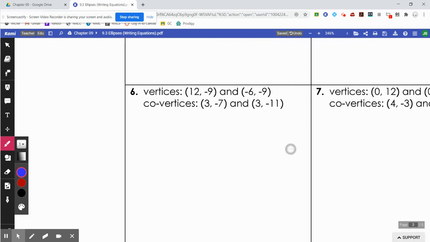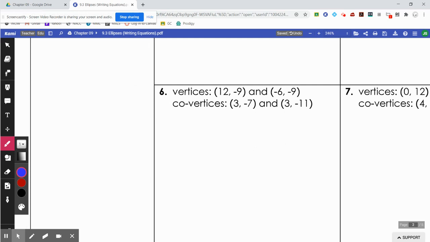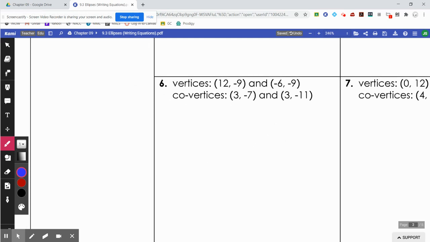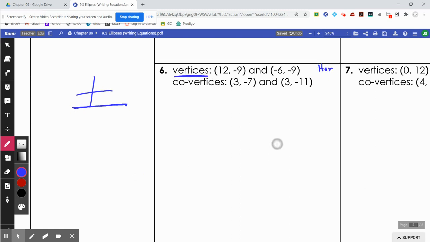Okay, vertices, and let's go ahead and determine before we even go any further, is this horizontal or vertical? Your vertices are located at 12, -9, so right 12 down 9. Excuse me, your vertices are at 12, -9 and -6, -9. Since those are straight across left and right from each other, 12, -9 is somewhere over here, -6, -9 is here. So therefore, those are horizontal of each other, and those are your vertices. That means this is a horizontal ellipse.